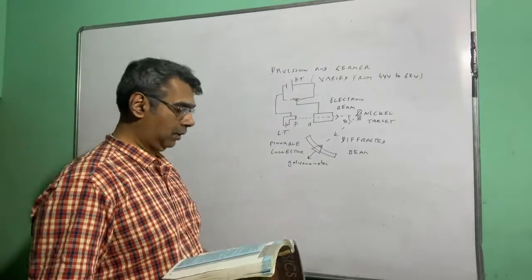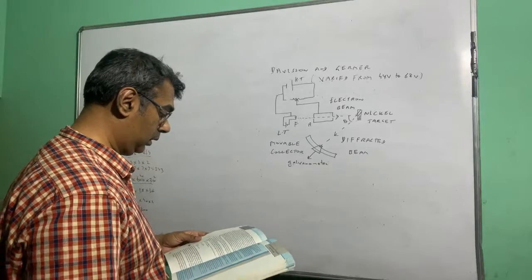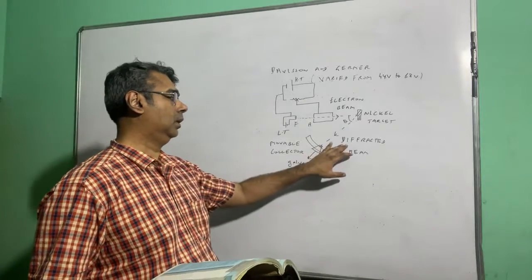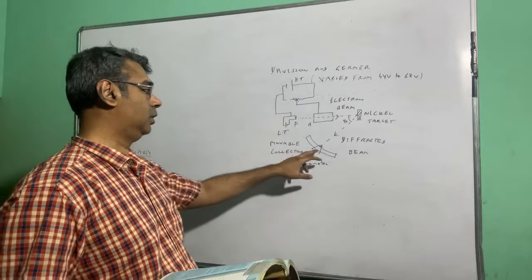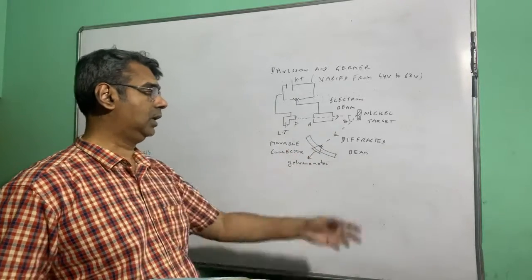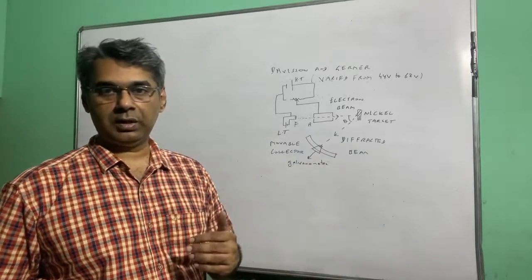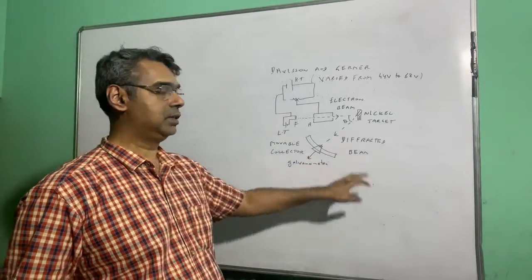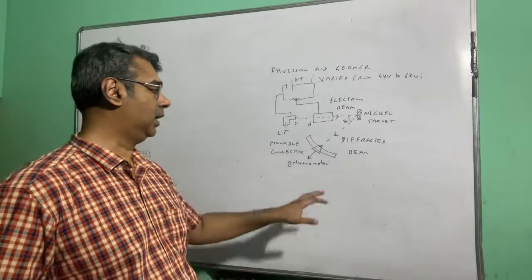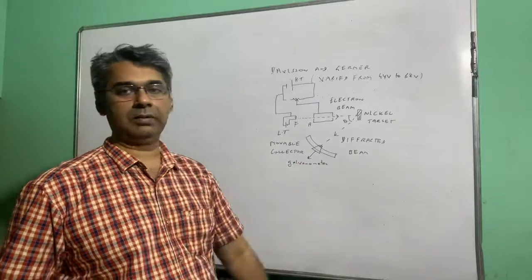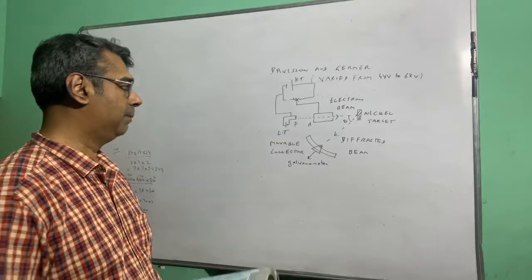The voltage was varied from 44 to 68 volt, and the diffracted beam was taken by a movable collector to a galvanometer. So if the galvanometer shows a strong deflection, that means the intensity of the diffracted beam is high. If the galvanometer shows a gentle deflection, that means the intensity of the diffracted beam is less.